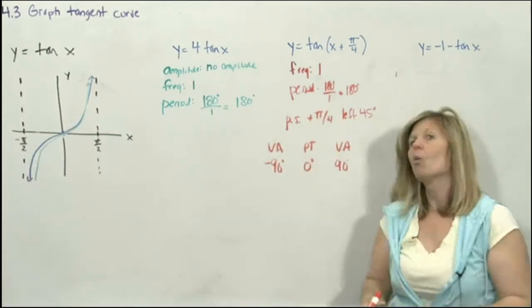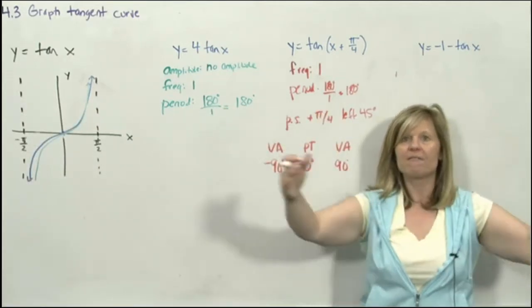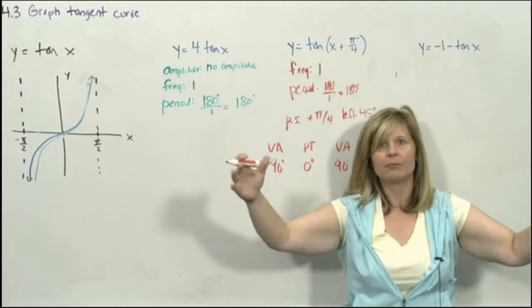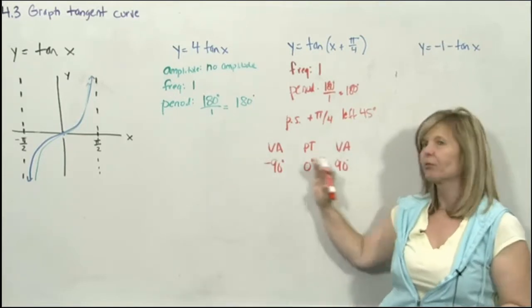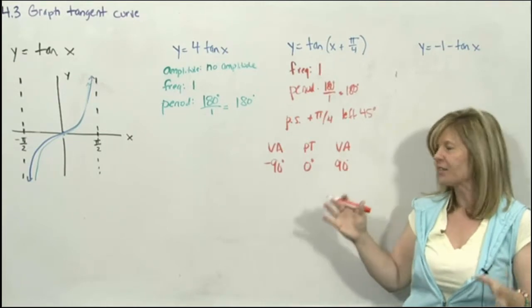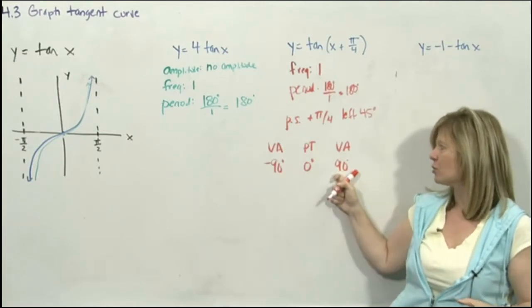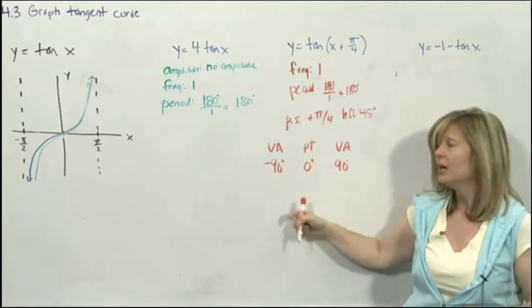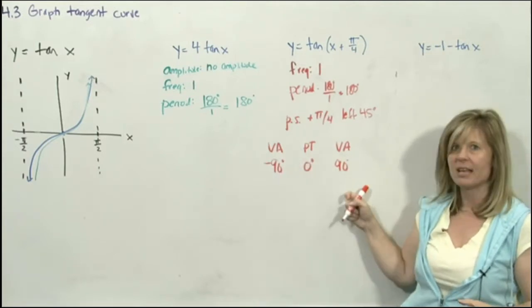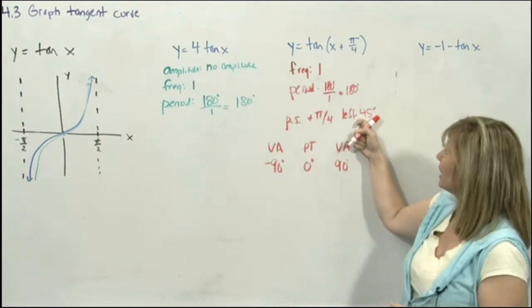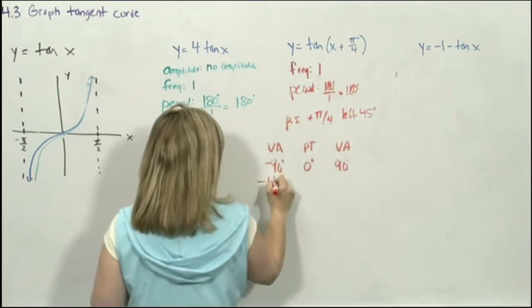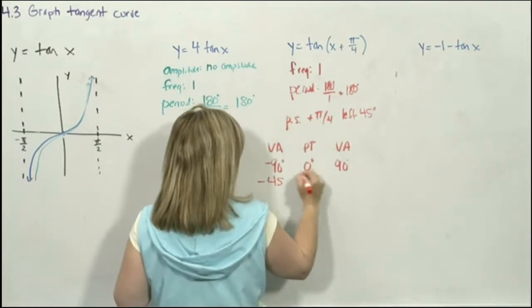So first of all, when we go to do our shifting, we're not going to have 5 numbers in the domain for the x's. We're only going to have 3. Because to graph a tangent curve, you need to know the 2 asymptotes and the point in the middle. So a normal tangent curve, that would be the setup. Now we're going to go to the left 45 degrees, which means we're going to subtract 45 degrees from each of these guys.